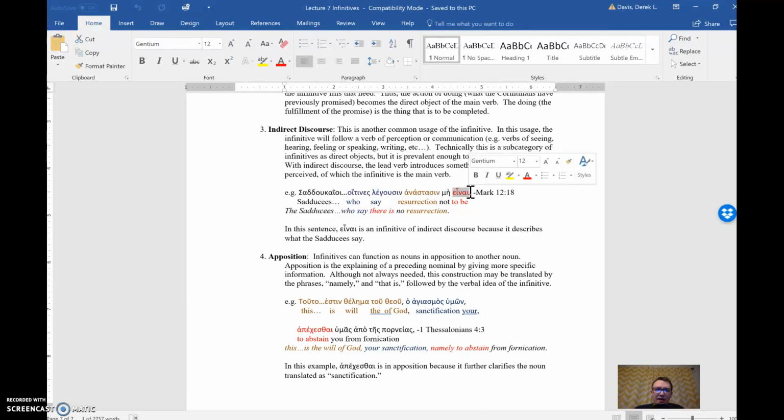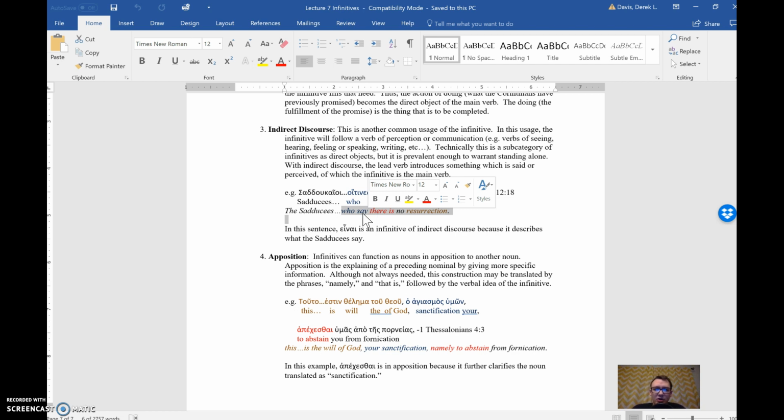So who say not to be a resurrection. Here it just gets translated like a normal to be verb. There is no resurrection. Like I said, you won't get a lot of these, and your English translations will have already made sense of them for you. You have to just discern when they're the next word after an introduction of a sentence. So here, who say what?